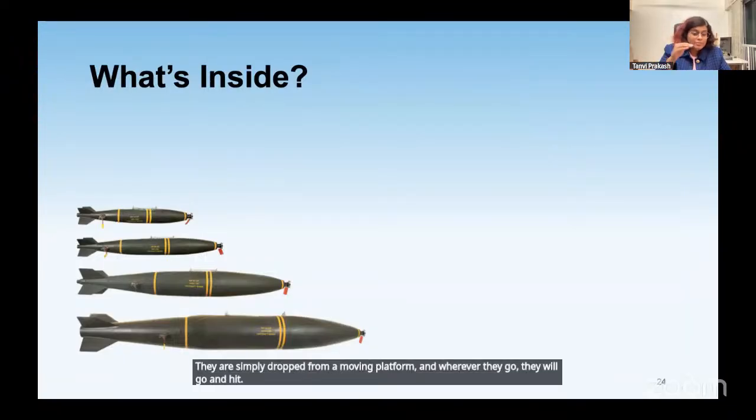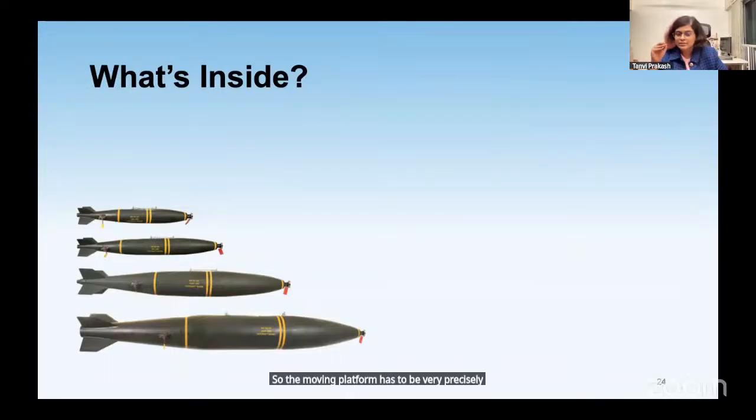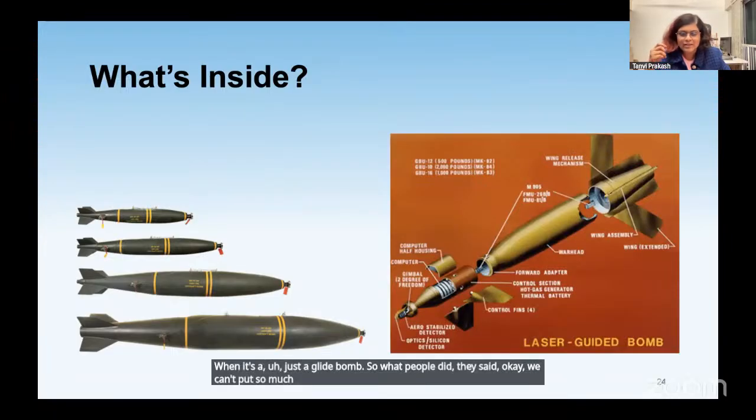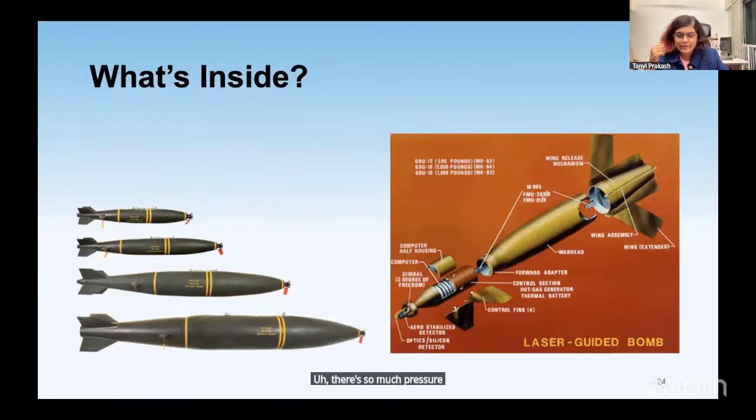So the moving platform has to be very precisely positioned before you drop this payload. If the positioning is not right, then the payload will hit the building next door, right? So the flying has to be very precise in this case, when it's just a glide bomb. So what people did, they said, okay, we can't put so much load on the pilot, especially when they are so deep in enemy territory. There's so much pressure at that time, and usually your communications are also off, so they don't know where they are.